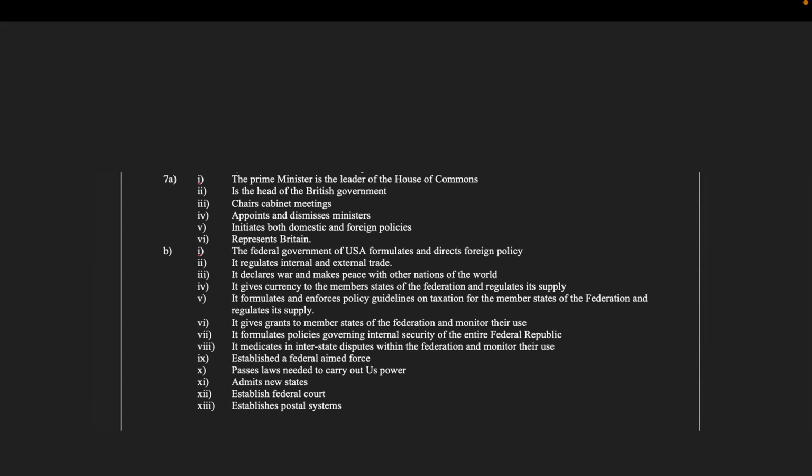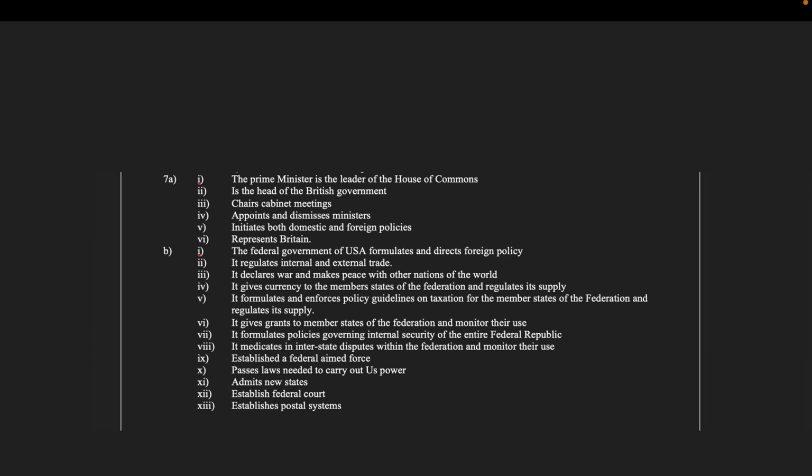It regulates internal and external trade. It declares war and makes peace with other nations of the world. It gives currency to the member states of the Federation and regulates its supply. It formulates and enforces policy guidelines on taxation for the member states of the Federation.